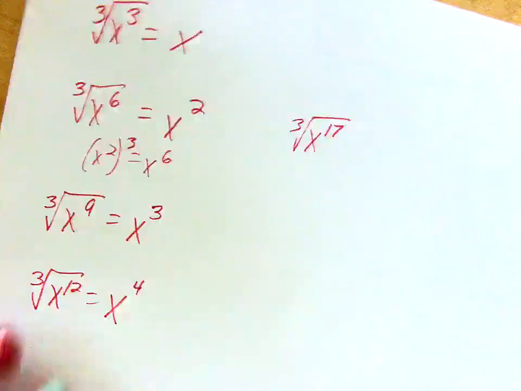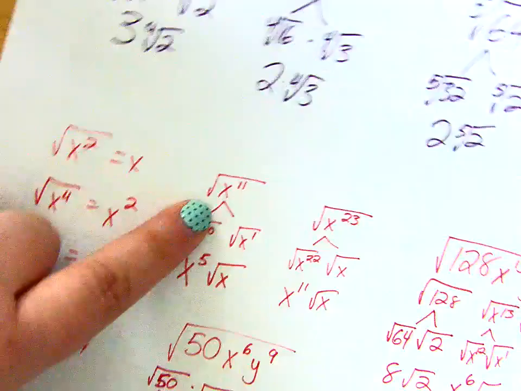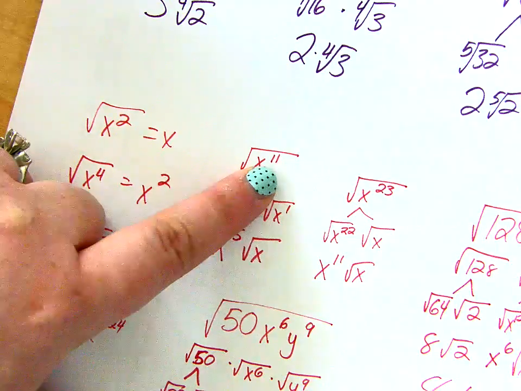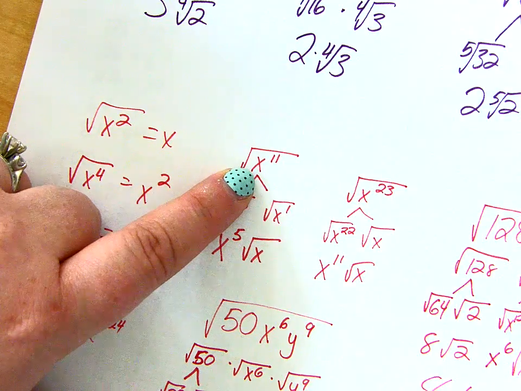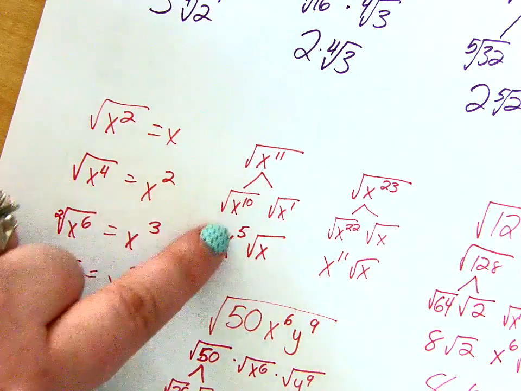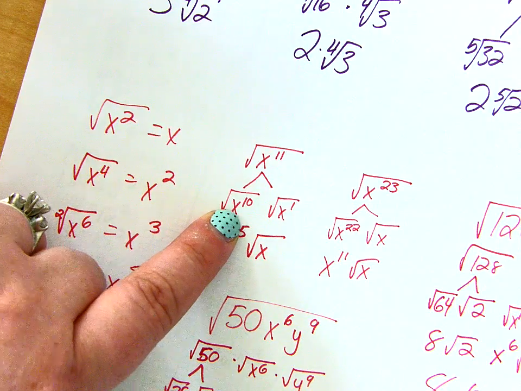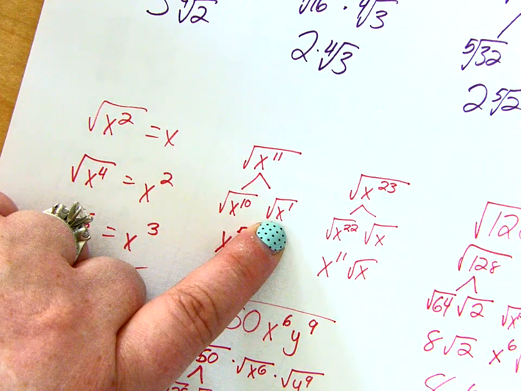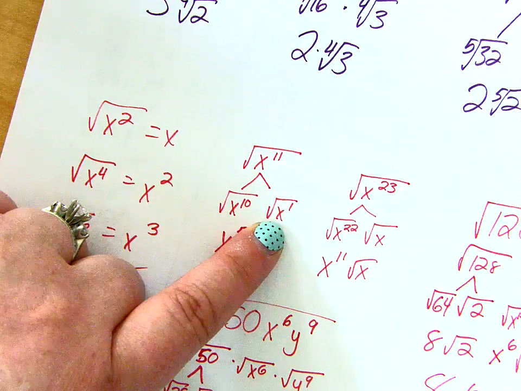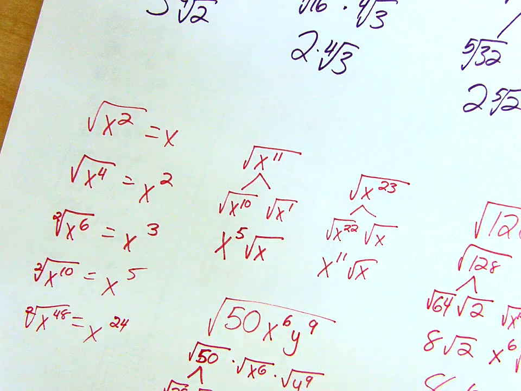So remember, when I try to do it for square roots, right? 11 doesn't divide by 2 evenly. So what did I do? I broke it up into something that does divide by 2 evenly, and then whatever's left over. You see that? So I kind of work the same way.